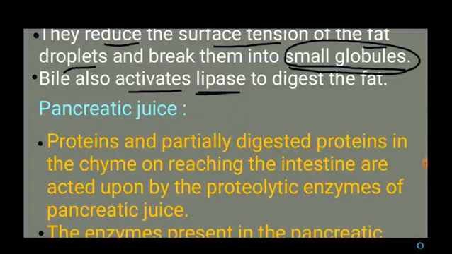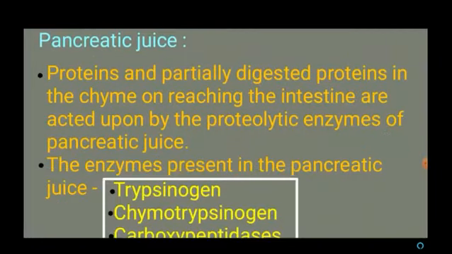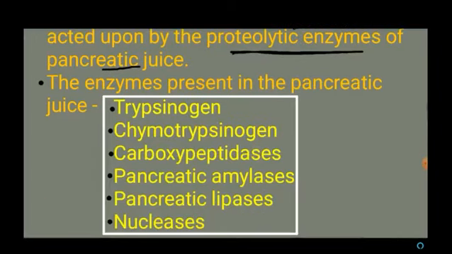Next we are going to see about pancreatic juice. In the stomach, the protein and other substances are also partly digested. Proteins and partly digested proteins which are present in the chyme reach the intestine. These proteins and partly digested proteins are acted upon by proteolytic enzymes which are present in the pancreatic juice. So what are the enzymes present in the pancreatic juice? They are trypsinogen, chymotrypsinogen. These are the inactive forms of enzymes. Next, carboxypeptidases, pancreatic amylases, pancreatic lipases and nucleases. These are the enzymes present in the pancreatic juice.